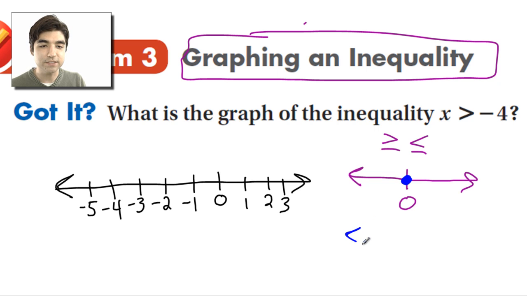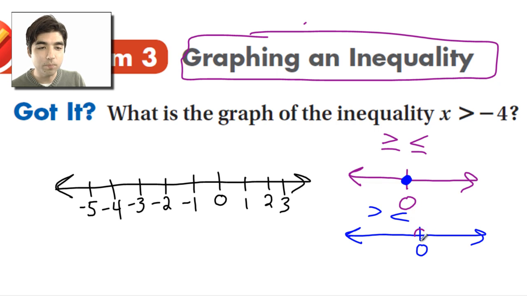Now let's say you have a situation where you don't have the bar underneath. You have greater than or less than. In that case, you put an open dot. That means that you don't include that number in the solution. So 0 would not be included in the solution. There's some other things I need to tell you, but let's try this one first.